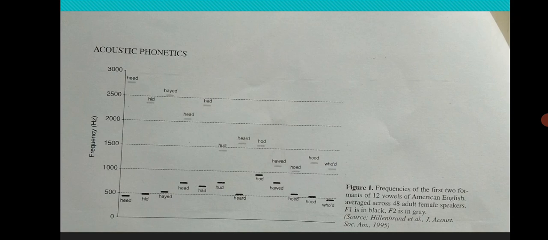This is the relation between frequency and amplitude. These are the 12 vowels of American English spoken by 48 adult female speakers, and F1, the loudest, spoken with high intensity, is shown in black, and F2 in gray is shown with low intensity.